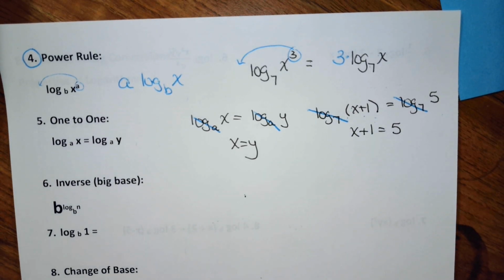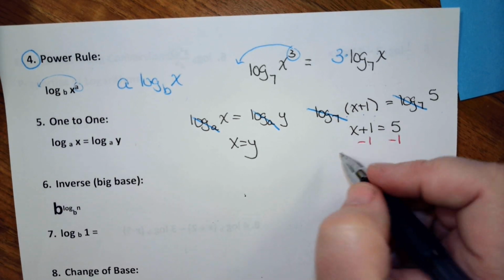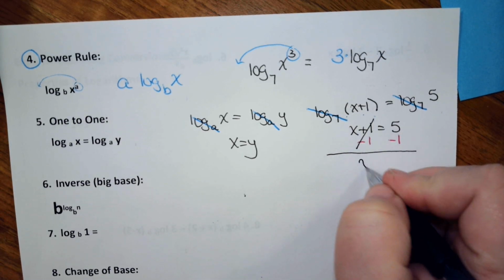So that becomes a solvable equation. Opposite of adding 1 is subtracting 1. These cancel and I get x equals 4.